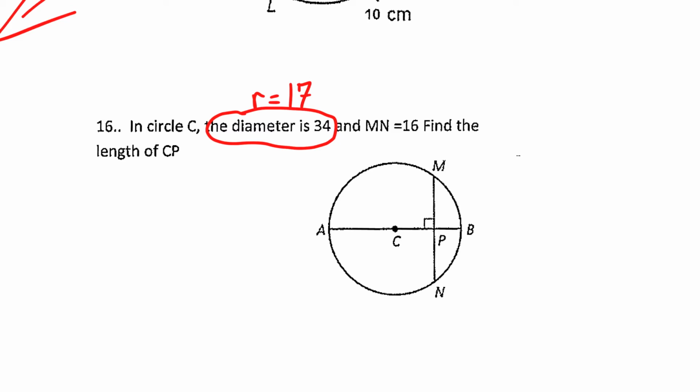It says MN is 16. If MN is 16, how long is MP? It's 8. And it wants us to find the length of CP right here. So this is what we're looking for. Going back to what we said a second ago, the radius is 17, right? If I conveniently draw a radius from here to here, how long is that line? 17. So how can I find the length of this side over here now? Pythagorean theorem. X squared plus 8 squared equals 17 squared. And if you work that out, you get that x equals 15.